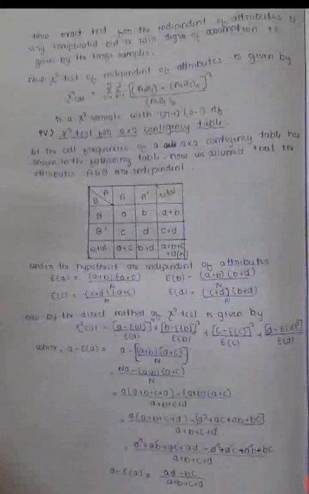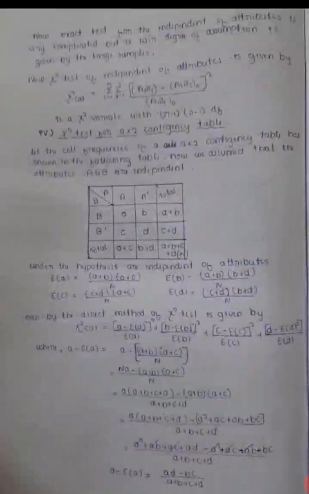Under the hypothesis of independence of attributes, the expectation of a is equal to (a plus b) into (a plus c) divided by N. Expectation of c is equal to (c plus d) into (a plus c) divided by N. Expectation of b is equal to (a plus b) into (b plus d) divided by N. Expectation of d is equal to (c plus d) into (b plus d) divided by N.